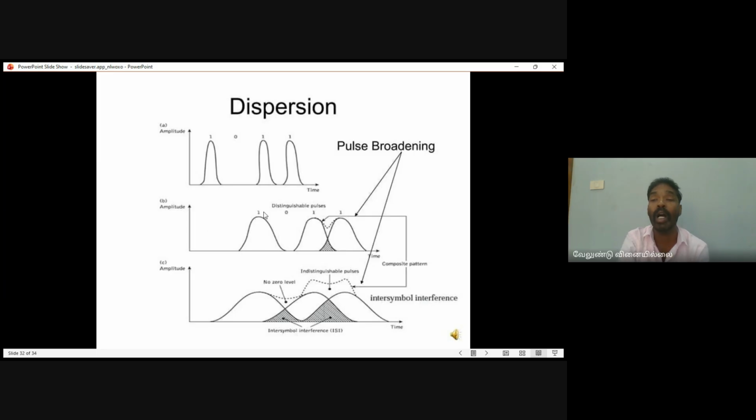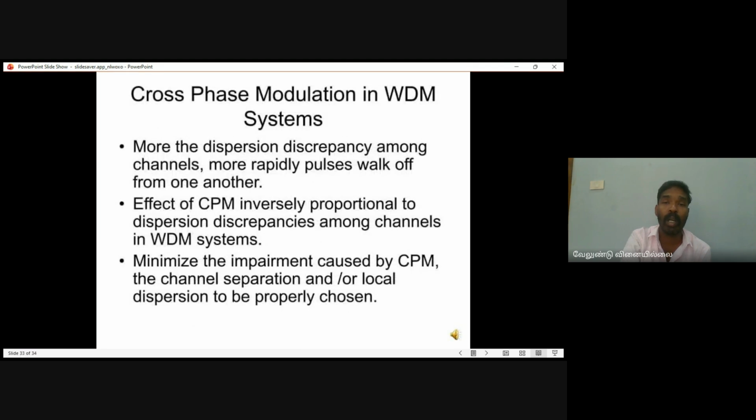So this is the cross-phase modulation, different from self-phase modulation. The cross-phase modulation occurs in WDM, wavelength division multiplexing. To minimize the impairment caused by CPM, dispersion is properly chosen. The more the dispersion discrepancy among the channels, the more rapidly pulses walk off from one another. Walk off means moving away from one another.